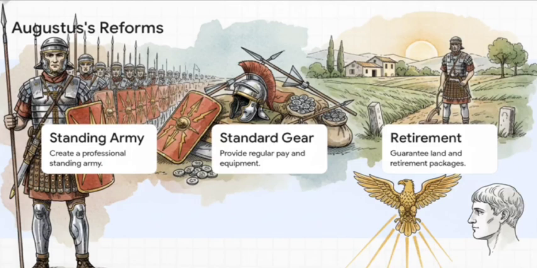So Augustus standardizes the military. Crucially, he has the government pay the soldiers and guarantee their retirement lands. Just like that, he completely eliminated the primary fuel for civil wars. Loyalty now flowed straight upward to the emperor.